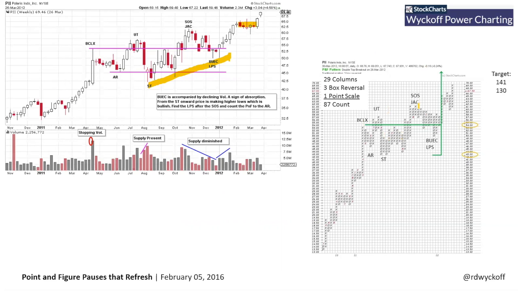Now, the point of showing you this is because we have the ability, and we should always take a point and figure count of the accumulation or the reaccumulation areas. And in this case, here's the count line at $54 on Polaris. Well, look at this. It counts up to 130, 141 after it backs up here and tests. And so we have this very large count, which is produced in a reaccumulation that takes about 6 months to form. And so this is quite impressive. This is a large count that's produced.